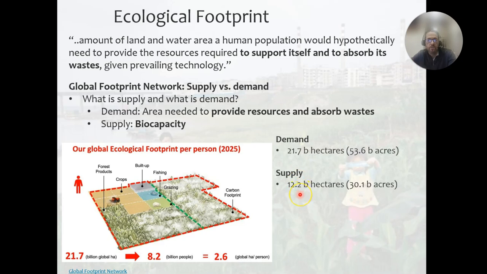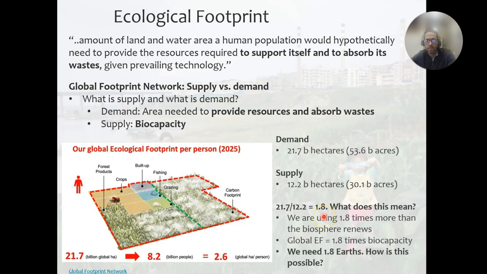So you can actually use these numbers to figure out how many Earths, quote unquote Earths, you would need to support the global population. So I want you to press pause and think about how you do that. And really all you need to do is divide. So you divide the demand by the supply and you get 1.8. What does that mean? That means we are using 1.8 times more capacity than the Earth can provide. So we would need 1.8 Earths to sustainably provide our lifestyle.